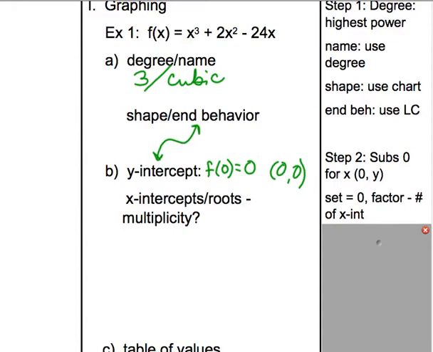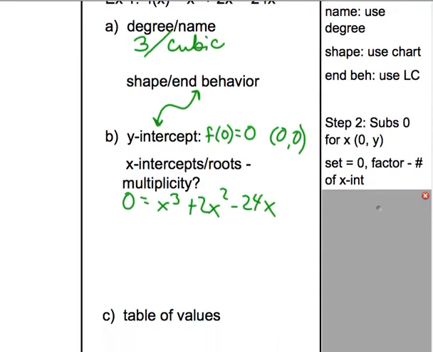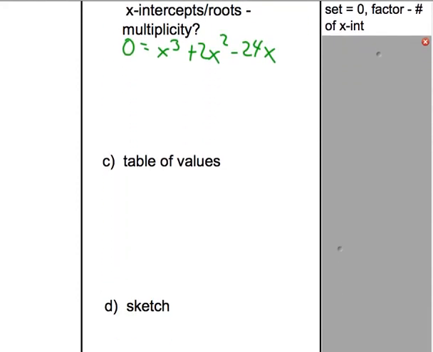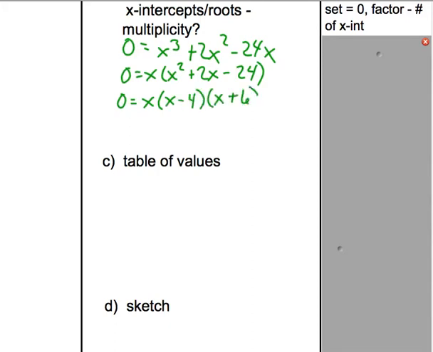For our x-intercept, we set our function equal to 0 and factor to solve. The first thing I notice is we have a GCF, so I'm going to factor out the x. Then what I have inside my parentheses is a quadratic. Lead coefficient is 1, so I can use my t-chart method. What multiplies to negative 24 and adds to positive 2? That would be x minus 4, x plus 6.